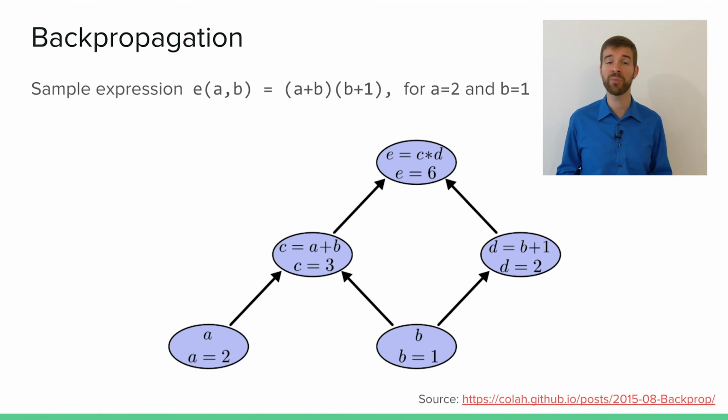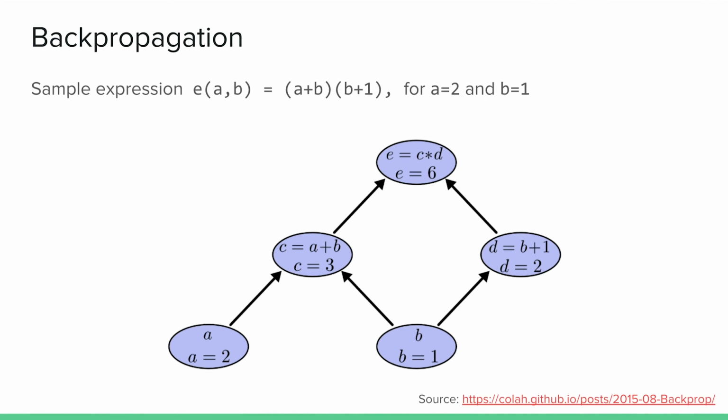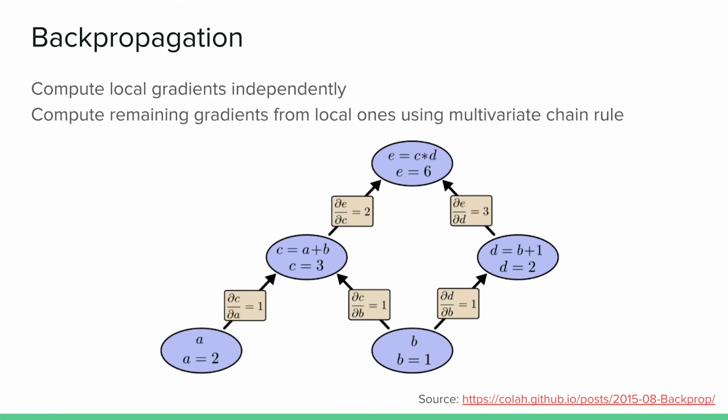Now let's just put two numbers in there and see what happens. When we input the number a equals 2 and for b the number 1, we can propagate this through our network, and we get c equals 3, d equals 2, and e equals 6. Now we can do backpropagation because we know the steps that we took to get from one function to the next. Our function e is the multiplication of c and d, and e had the value of 6.